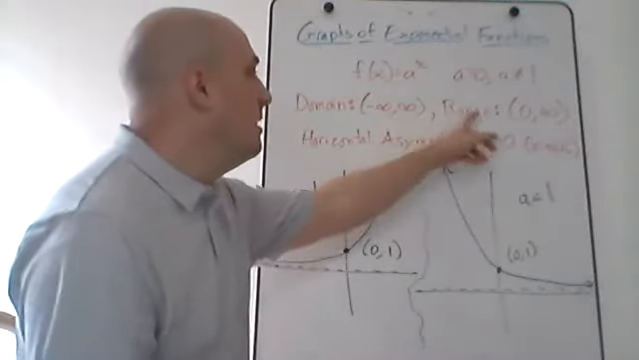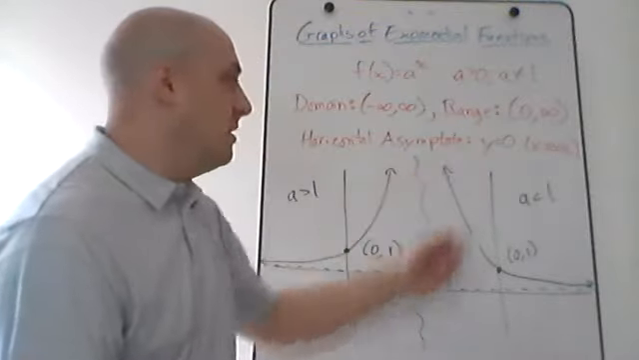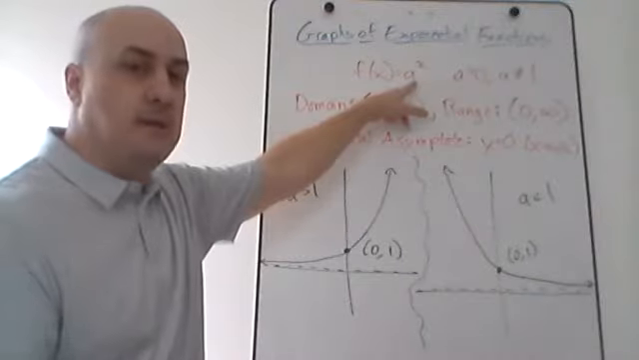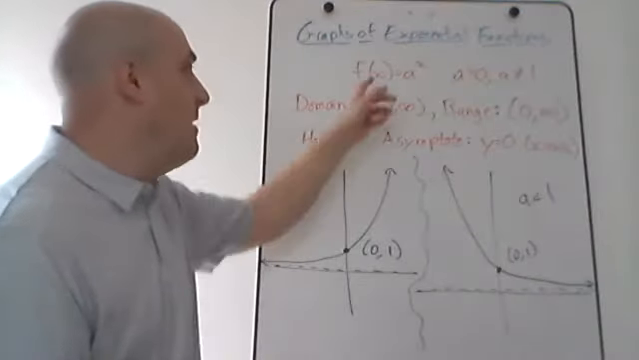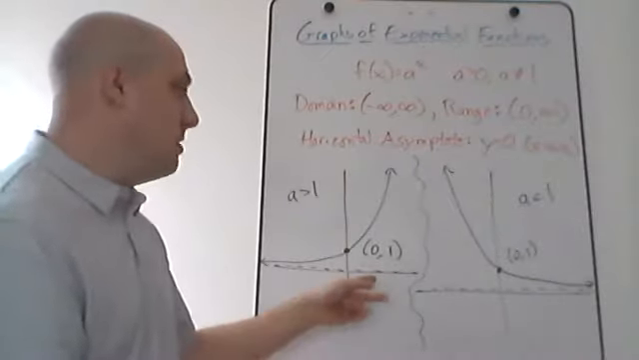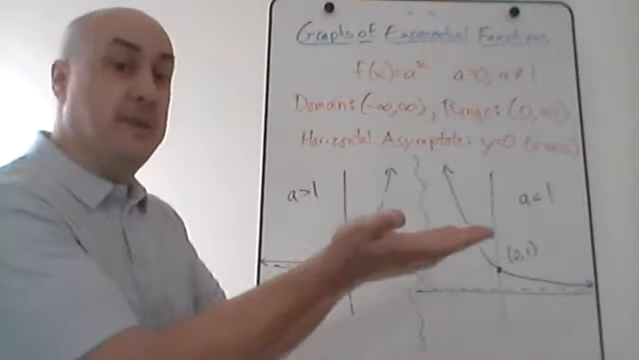So these things here, the range and the horizontal asymptote, could change if you have more than just the basic a to the x power. Right? If I have f of x equals 3 to the x power plus 2, well, that's going to change where I have my horizontal asymptote. It's going to raise everything up 2 units.